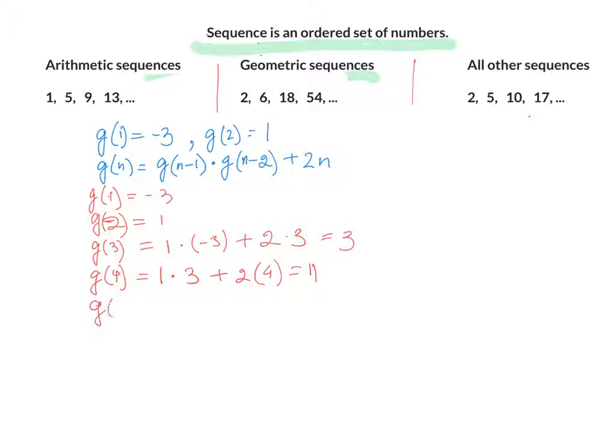And one more. G of 5. I need to multiply the 2 preceding terms. So it's 3 times 11 plus 2 times n, which is now 5. So 33 plus 10, 43. And so on. Not too bad, right?